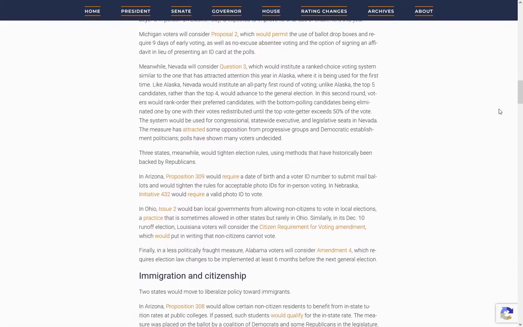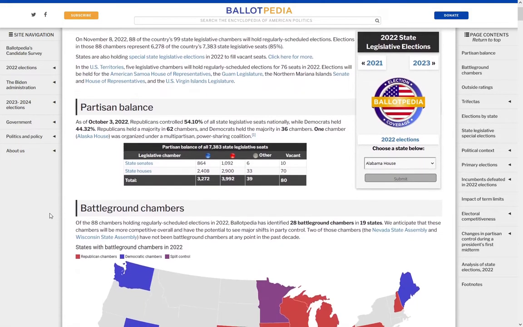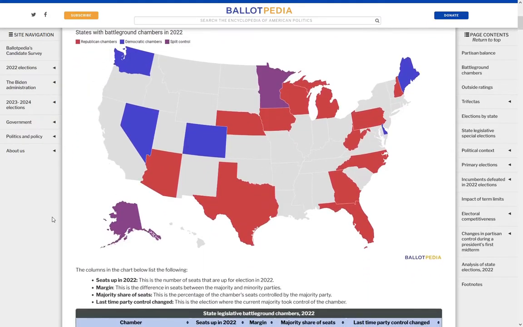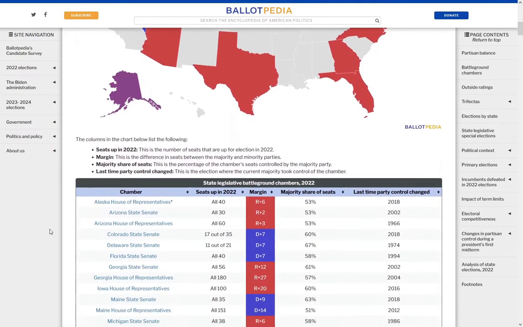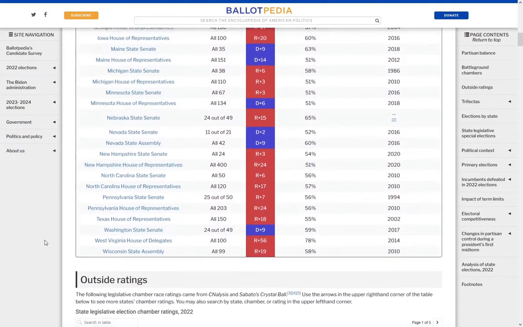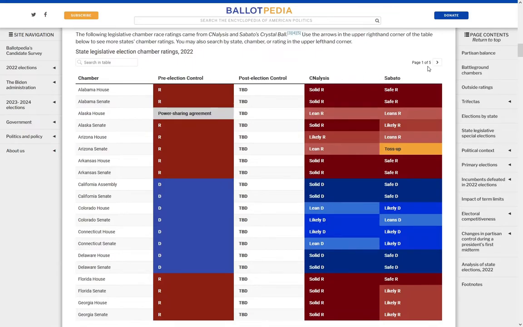Let's move on to the state legislative elections. Those are very important. And again, Ballotpedia has a very comprehensive summary of what's going on with this. It has a map of who controls each chamber, and then here's a table showing the battleground. So these are the chambers that are pretty much up for grabs. They could potentially flip one way or the other. Shows you how many seats are up. And then it has ratings for both chambers from C Analysis and Larry Sabato. So there's 5 pages you can look through here.